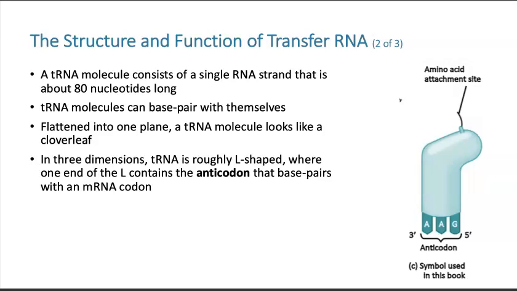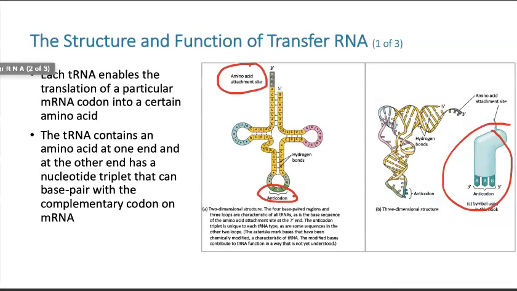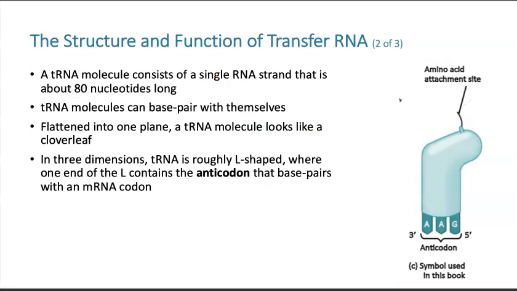And if you flatten into that plane, it does look like a clover leaf, but usually it's very three-dimensional, and so it looks more like this kind of L-shaped thing. And on one end of that L, it's got the amino acid attachment site, and on the other end of it, it has our anticodon. The anticodon is so important because it's the anticodon that base pairs with the codon in the messenger RNA.